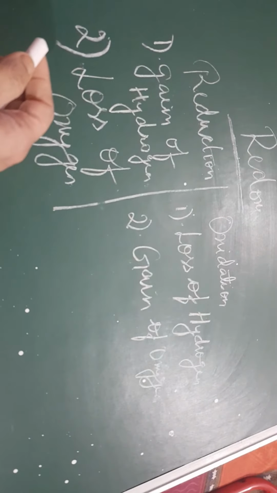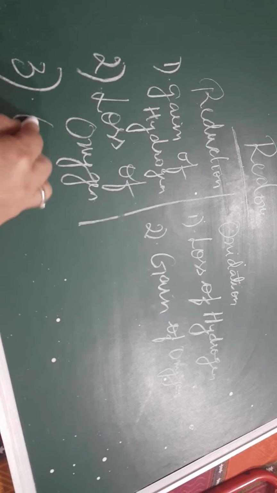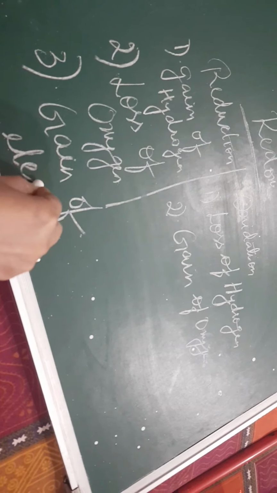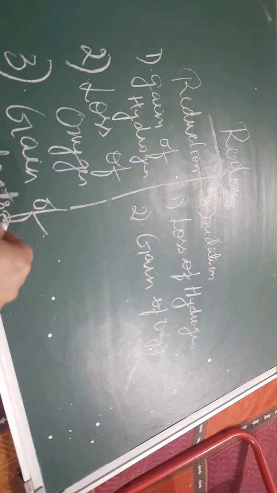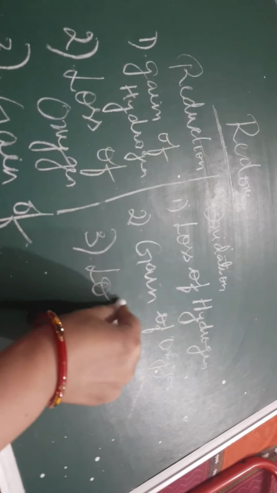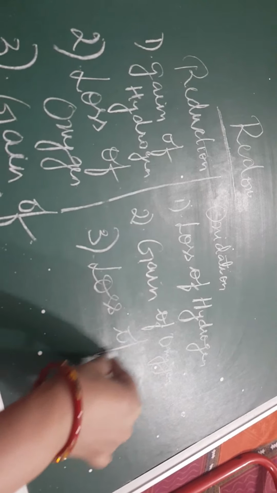Now the third criterion is on the basis of electrons. Reduction is gain of electrons. And what is oxidation, children? Oxidation is loss of electrons.